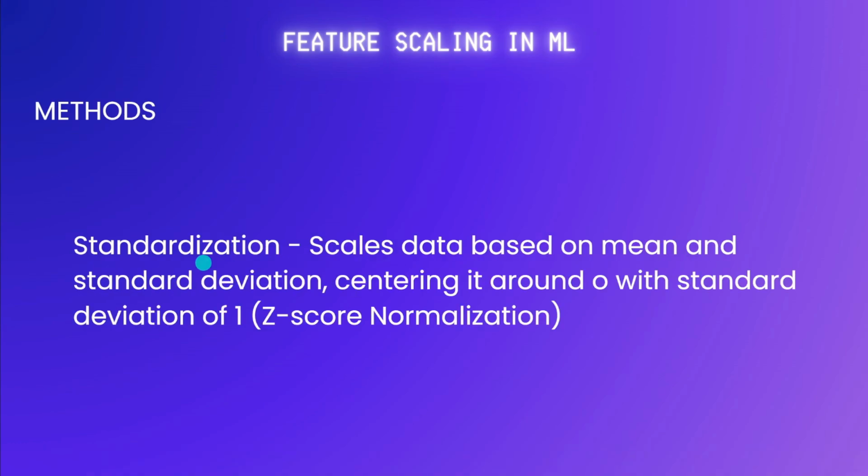Next, we have standardization. Standardization is also called Z-score normalization and this will scale the data based on mean and standard deviation, centering it around 0 with a standard deviation of 1. And if we consider an example for standardization, if the feature has a mean of 20 and a standard deviation of 5, standardization will transform it to have a mean of 0 and a standard deviation of 1.